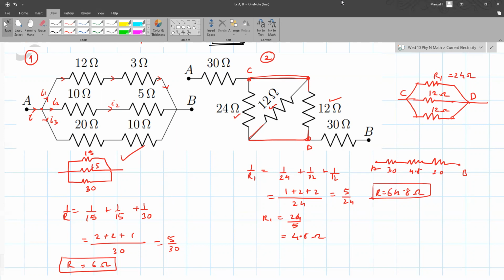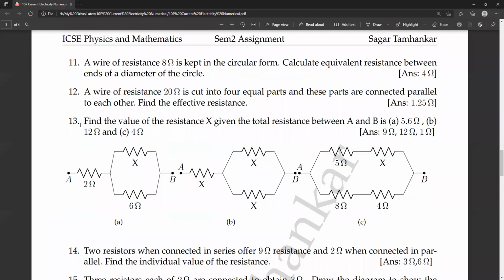Now the next thing we will do is we'll introduce a battery in it. Or before going to that, let's do these questions. I'll do one of them. Over here in question number 13, I have given you that the effective resistance is 5.6, and you have to find the value of A.